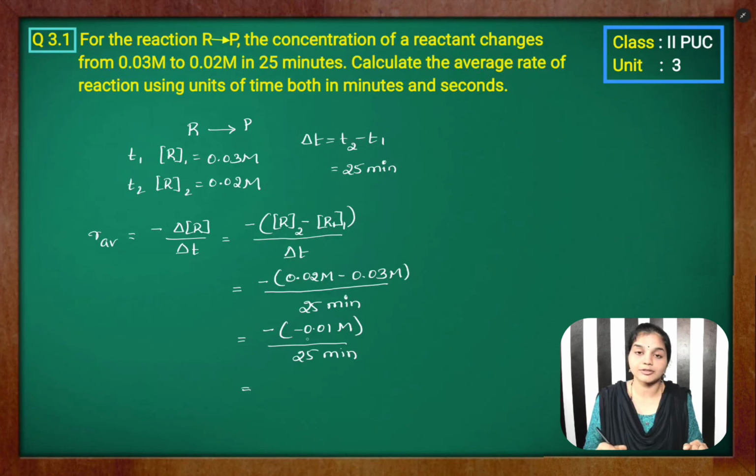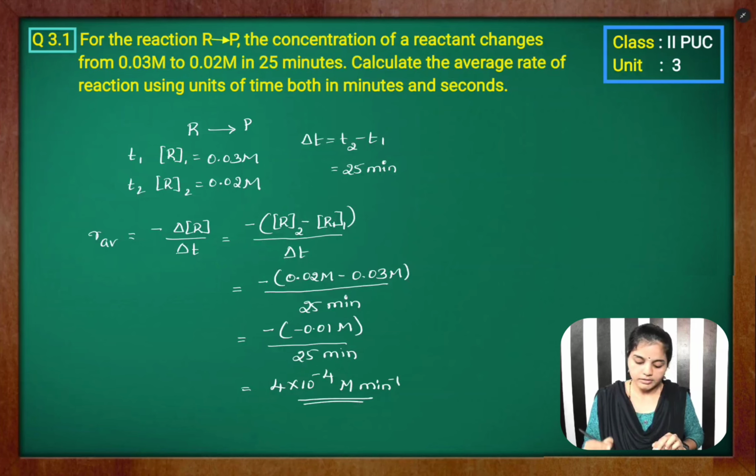So now minus into minus will become plus. We have to divide 0.01 by 25. So dividing 0.01 by 25, we get the answer as 4 into 10 to the power minus 4, and the unit is molar per minute. So we have calculated average rate in the units of time, that is in minutes. Now we need to calculate it in terms of seconds. Now let's do it.